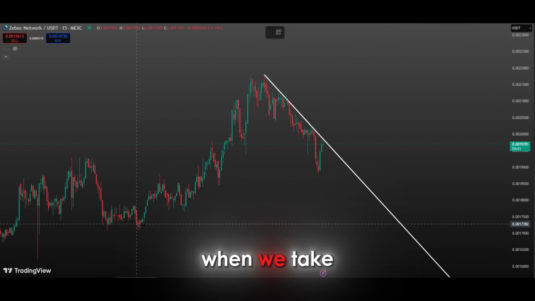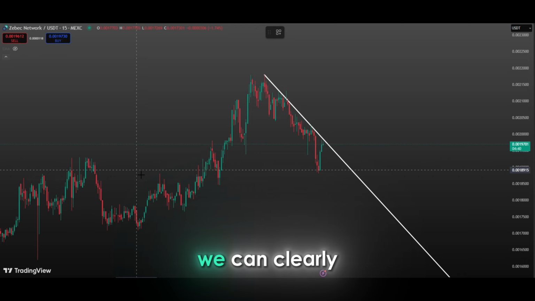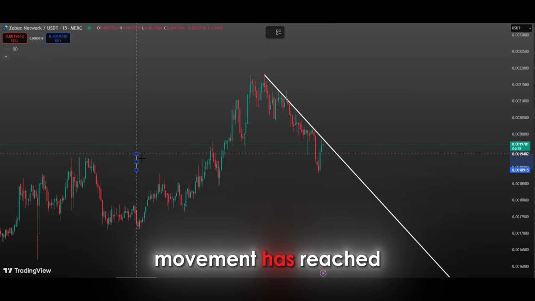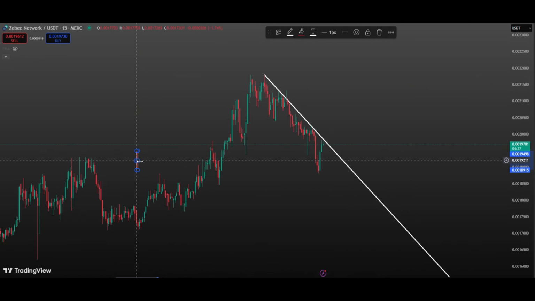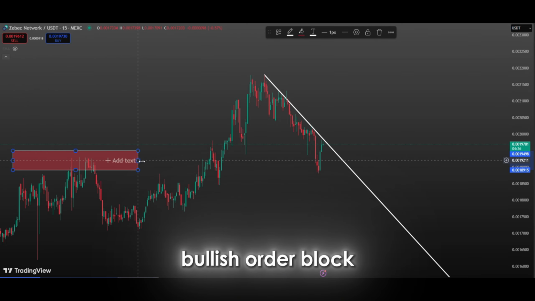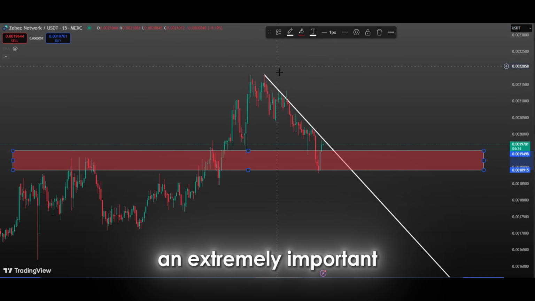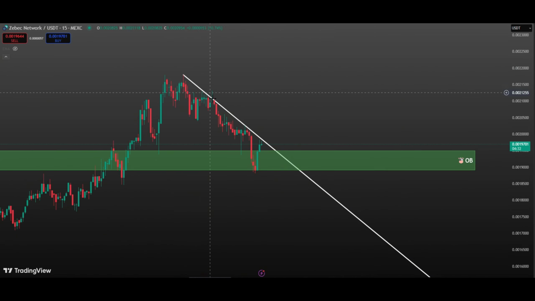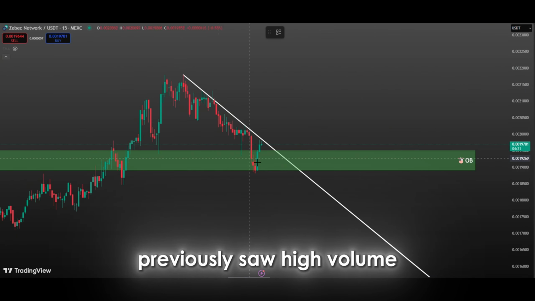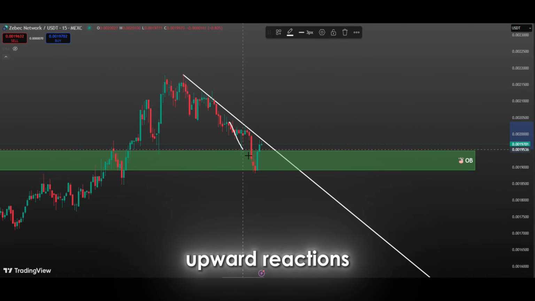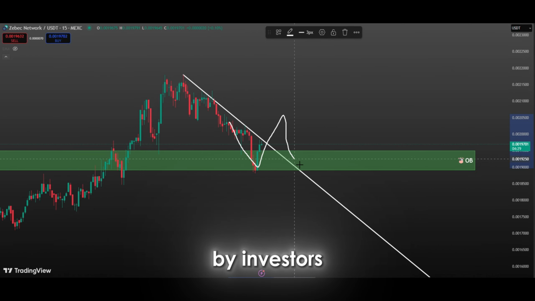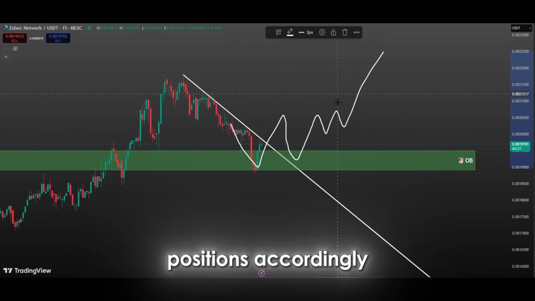Stay tuned. When we take a broader perspective on the chart, we can clearly observe that the price movement has reached a very critical stage. In particular, the bullish order block located just below the current price stands out as an extremely important support zone in technical analysis. This area, which previously saw high volume buying and strong upward reactions, is closely monitored by investors who shape their positions accordingly.